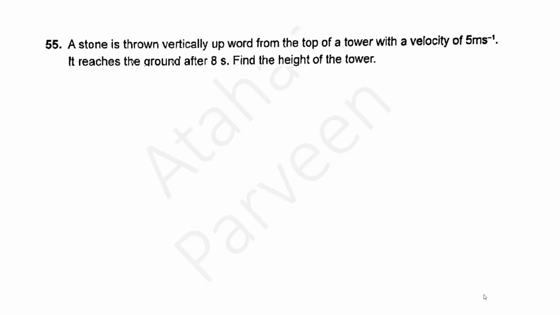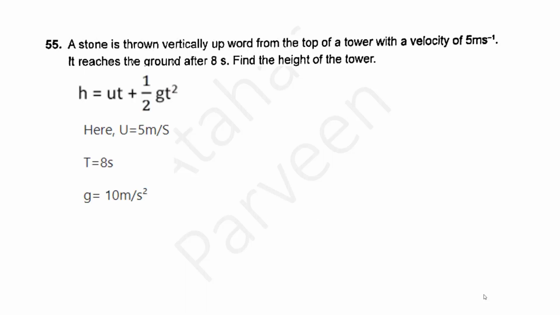Now, this is a previous year question. They are asking that if a stone is thrown vertically upward from the top of a tower with a velocity of 5 meter per second, it reaches the ground after 8 seconds. Find the height of the tower. So, you can use our formula. H is equal to ut plus half gt square. Here, the initial velocity is 5 meter per second and time is 8 seconds.